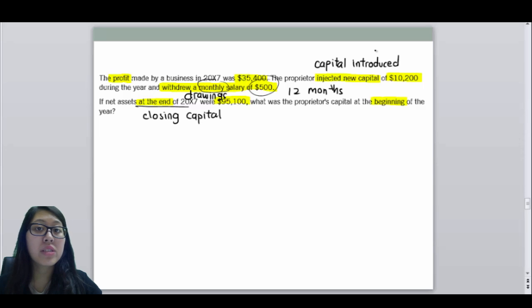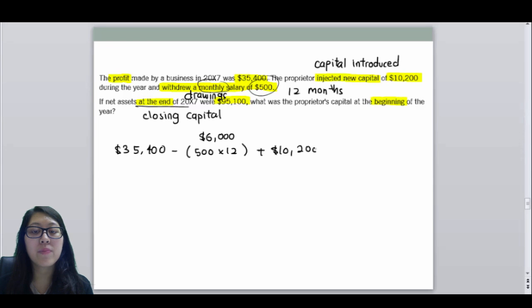So we're going to have to use the business equation over here. So let's find the difference throughout the year first. The difference and movements of capital caused by profit, capital introduced, and drawings. So $35,400 minus $500 times 12 to reflect a year full of drawings. So we take the profit, deduct drawings, and add the capital that was introduced of $10,200 to get the movement throughout the year, which should equal $39,600. So our capital from the beginning until the end has changed because of this.